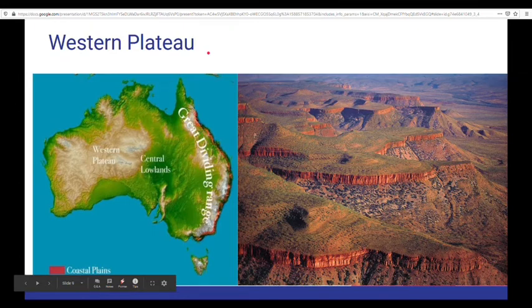Next, we have the Western Plateau, which is on the western part of Australia, and it covers 2/3 of Australia. There's very little rainfall in this area, and due to its dry nature and its hilly nature, it makes it very uninhabitable to live. That's why you can see on the map here, the plains surrounding it, most people live in that area instead of the Western Plateau itself.